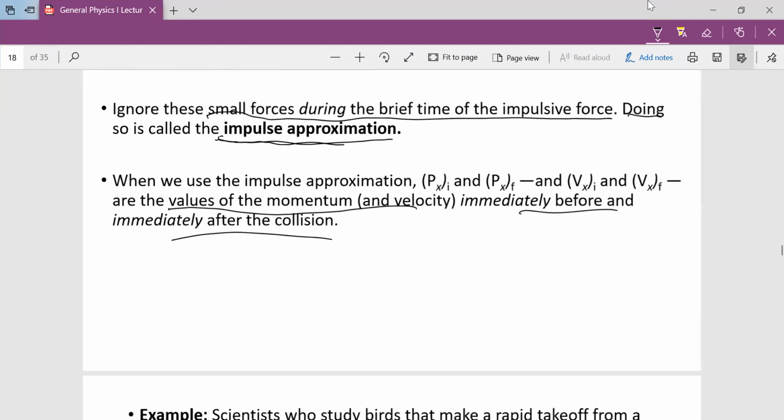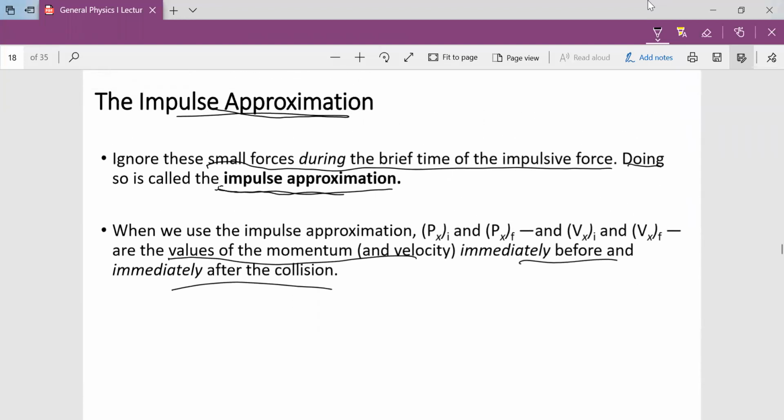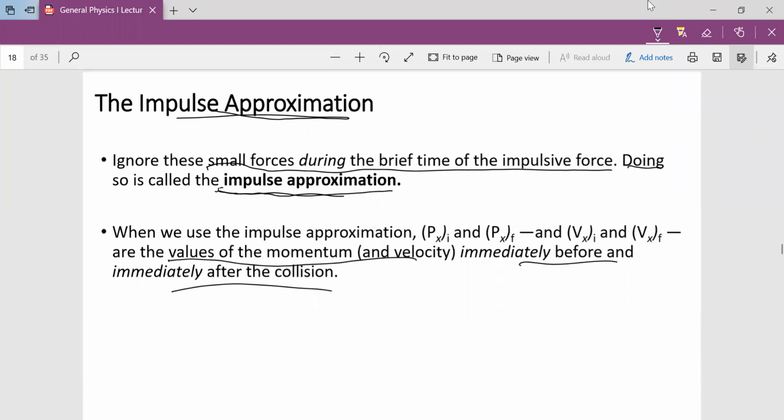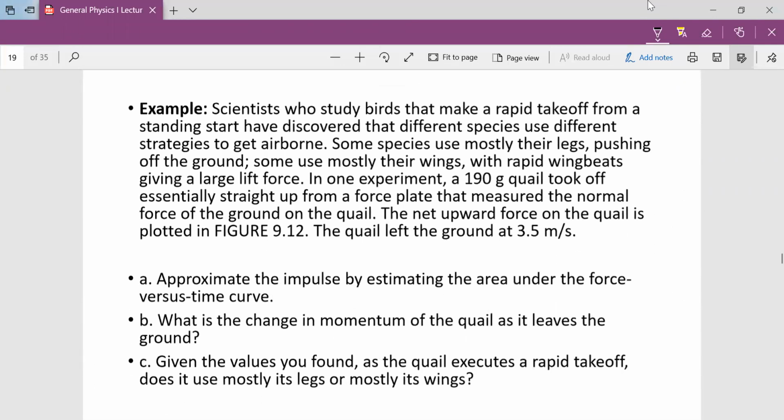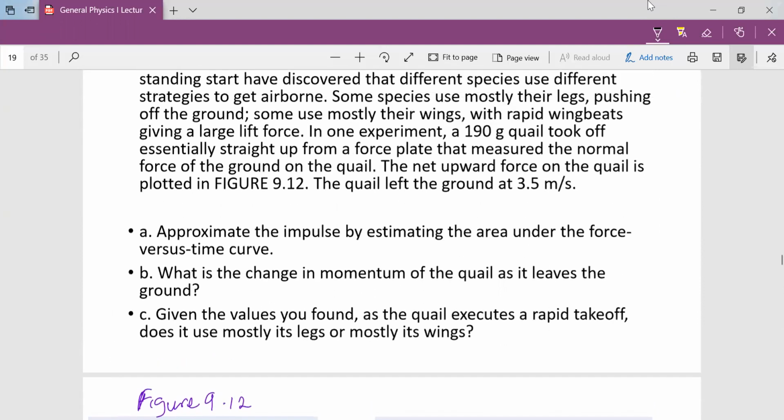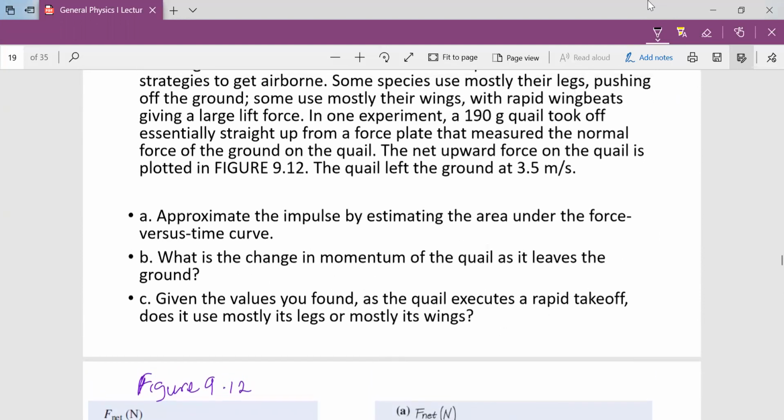All right. So we just keep this approximation in mind. We have been doing it, but we did not recognize it as impulse approximation because we have not discussed it. Okay. So whenever we just focus on the large forces, this is exactly what we are doing. Impulse approximation. All right.